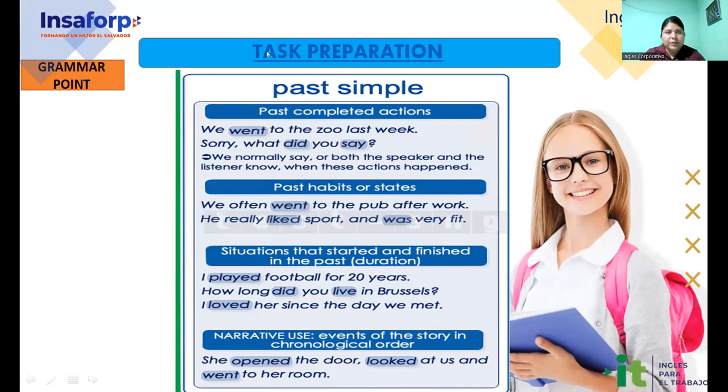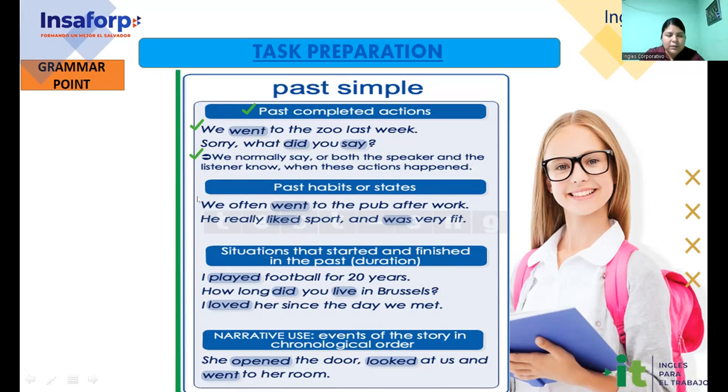So now we're going to check the usages for past simple. What are the usages? Can you help us with the first usage, please? Past simple: past completed actions. We went to the zoo last week. We normally say when these actions happened. So we talk about completed actions in the past, right? We went to the zoo last week. So it's done. I went to the zoo.